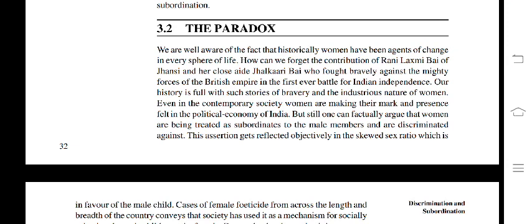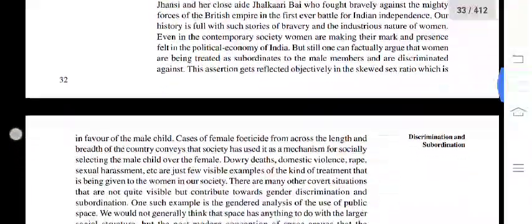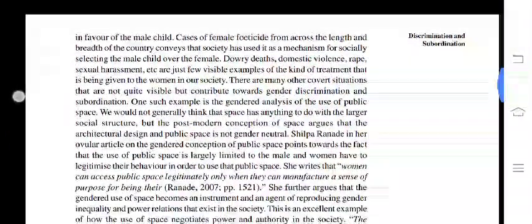Even in contemporary society, women are making their mark and presence felt in the political economy of India. But still, we can factually argue that women are being treated as subordinates to the male members and are discriminated against. This assertion gets reflected objectively in the skewed sex ratio, which is in favor of the male child.